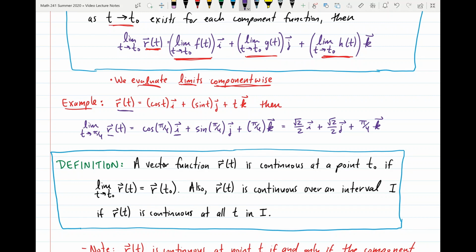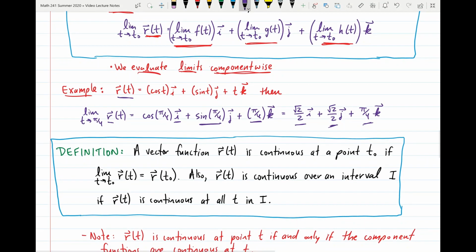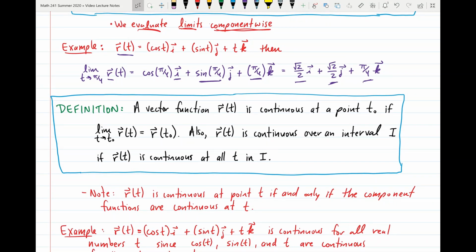Now we take the limit as t goes to pi over 4 of sine of t. That'll give us the sine of pi over 4. And then the limit as t goes to pi over 4 of t is just pi over 4. And so the limit as t goes to pi over 4 of r is equal to cosine of pi over 4 i, which is equal to radical 2 over 2 i, plus radical 2 over 2 j, plus pi over 4 k. So again, when you want to find the limit of a vector valued function, you just find the limits of the component functions that compose our vector valued function.